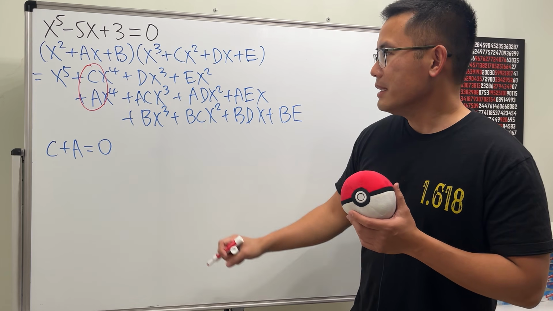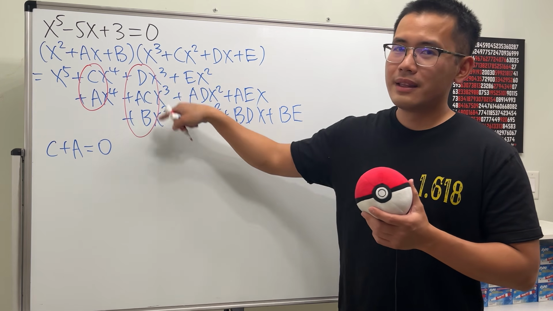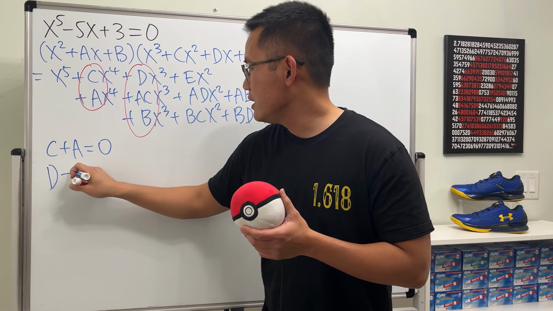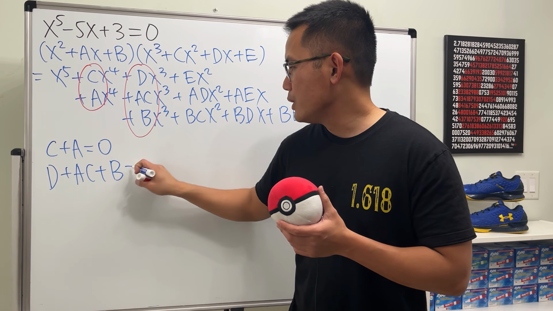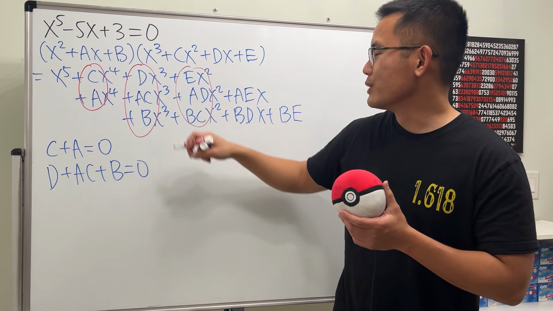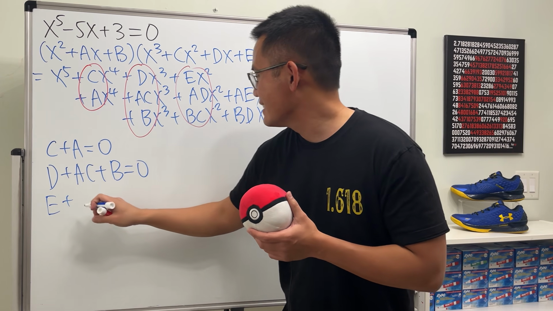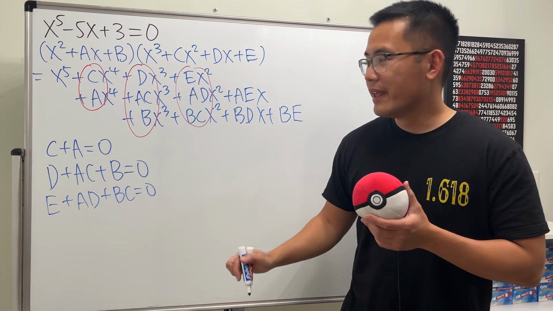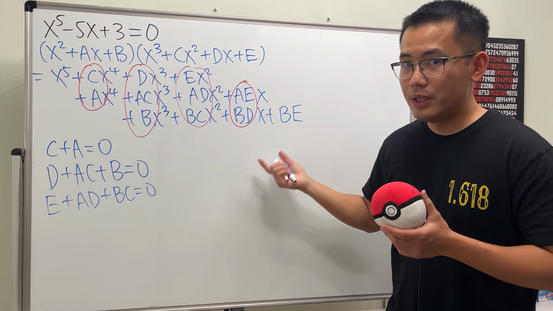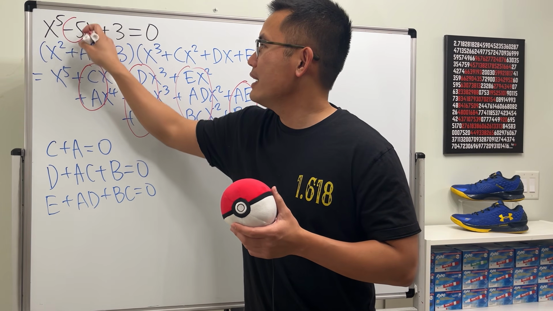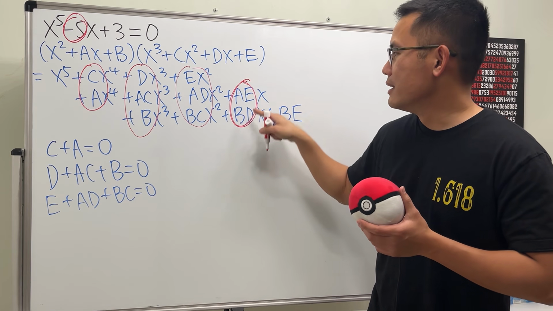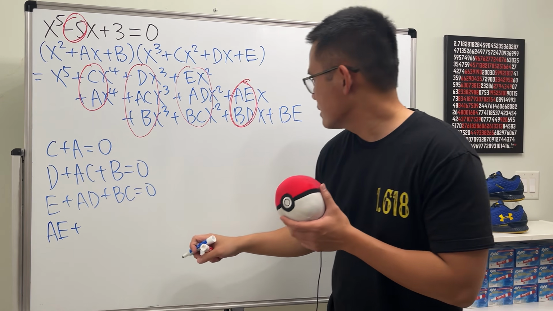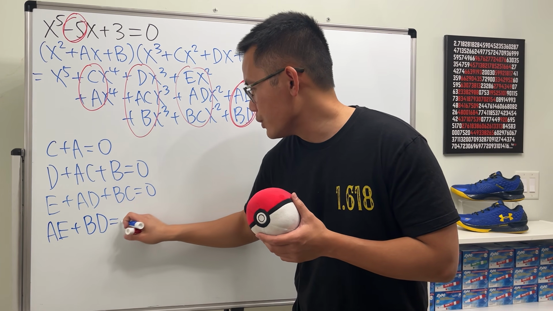All right. And similarly, all this right here, that's the coefficient of x to the third power, but there's no x to the third power. So that means we better have d plus ac plus b being equal to 0. And then likewise, this altogether, we have e plus ad plus bc equal to 0. And then this and that should be equal to -5. All right, so just keep that in mind because these are the coefficients of x. So we must have ae plus bd, and that's equal to -5.